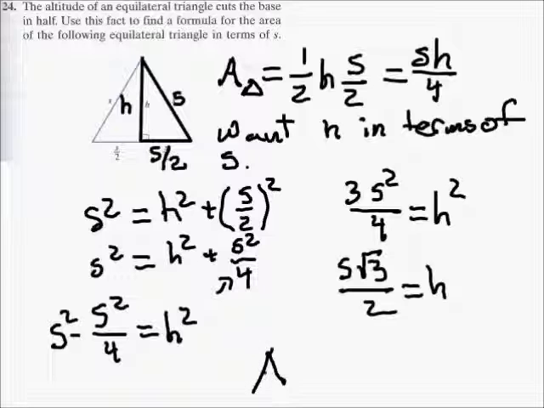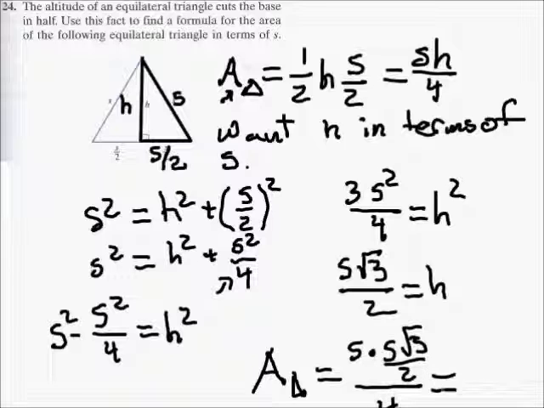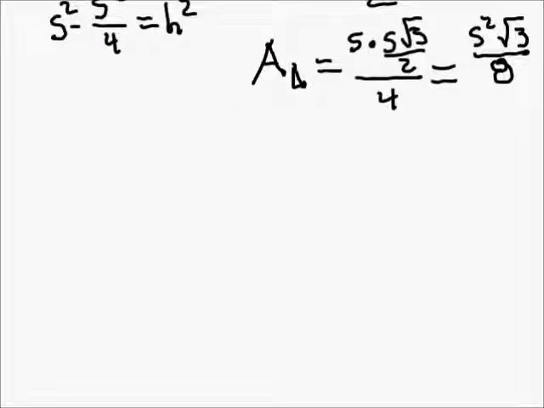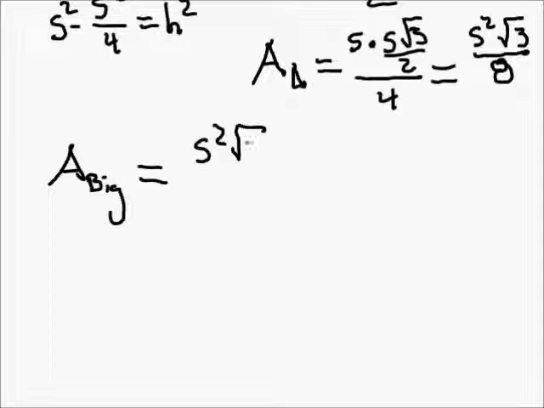So the area of the little triangle, that right triangle, is S times S square root of 3 over 2 divided by 4, which turns out to be S squared square root of 3 over 8. And then the whole triangle here is just twice that, so the area of the big triangle is S squared, the square root of 3 divided by 4. Alright, and that's that problem.